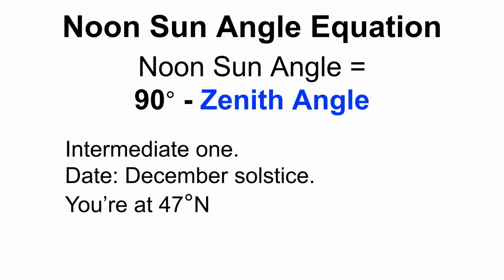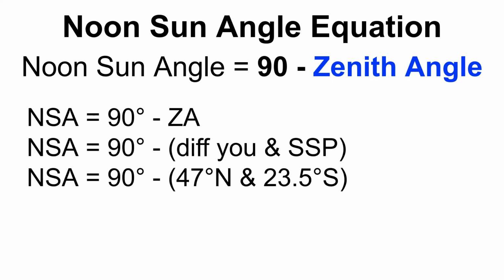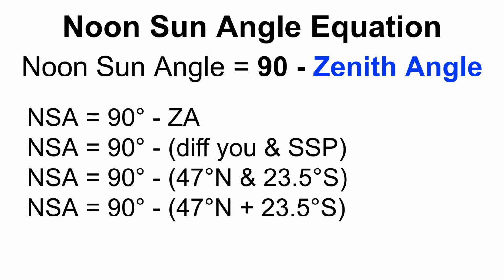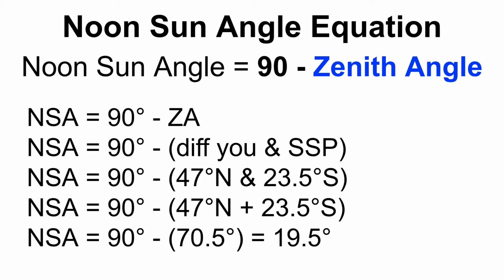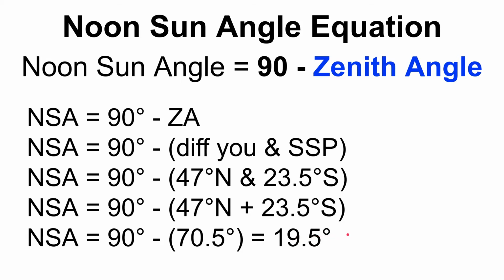All right. It's the December solstice. You're at 47 degrees north. The subsolar point is 23.5 south. So they're in different hemispheres, so you're going to add. 47 plus 23.5 is 70.5. So the noon-sun angle equals 90 degrees minus the zenith angle, which equals 19.5 degrees. So the noon-sun angle would be 19.5 degrees.